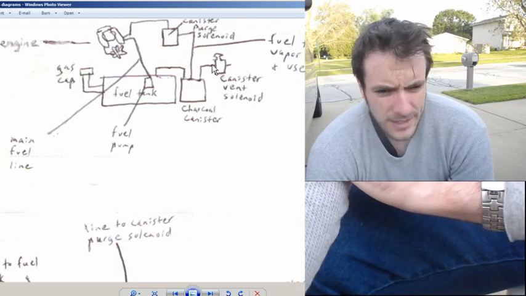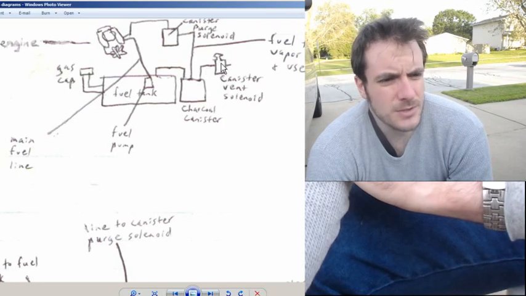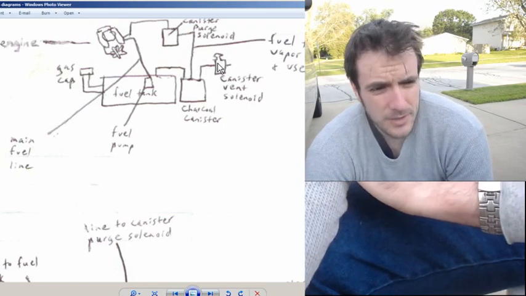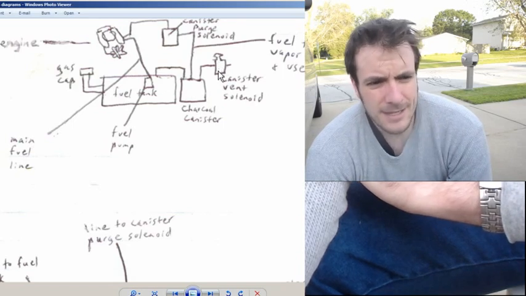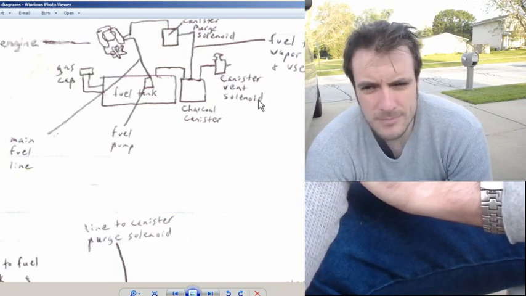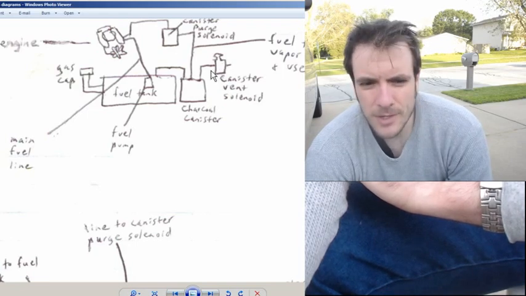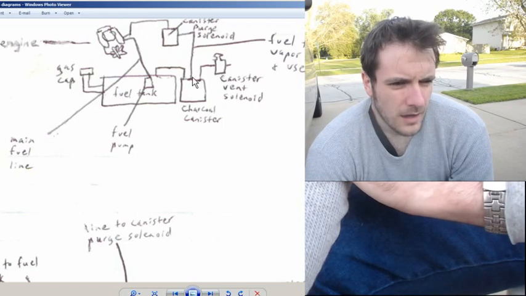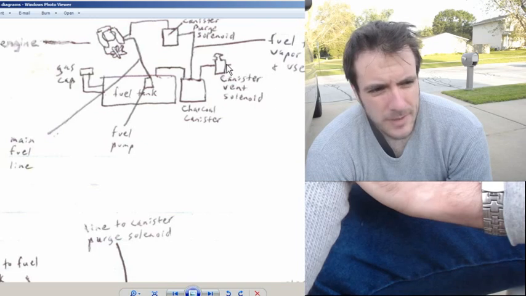Okay, next to it, there's another hose connecting it to the canister vent solenoid, also could be called the charcoal canister vent solenoid. It's a vent. Solenoid means motor, so it's a motorized vent. Electronically, it can be turned on and off. The vent allows air to come into the evap system or exit the evap system.